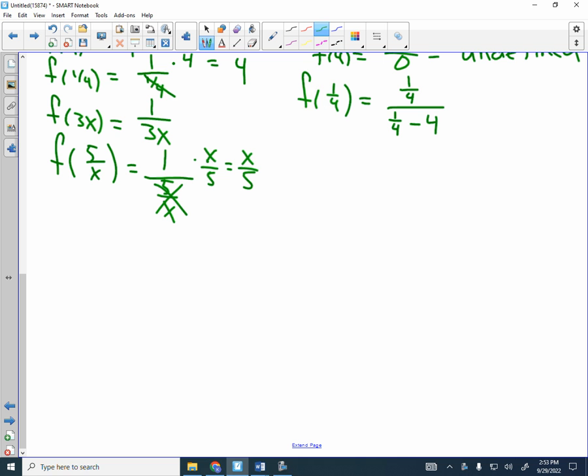Nice job. All right, so this is a complex fraction. So I'm going to have to combine these together. If I want to combine these two, what do I have to find? Common denominator. So I'm going to rewrite this as 1/4 divided by 1/4 minus, what's 4 over 1 in fourths? 16/4. So now I have a common denominator. So I have 1/4 over negative 15/4.